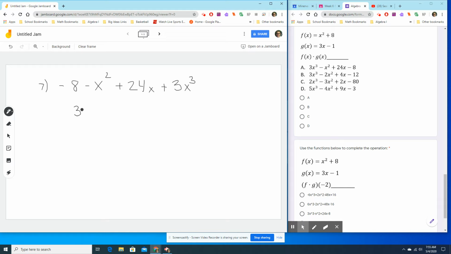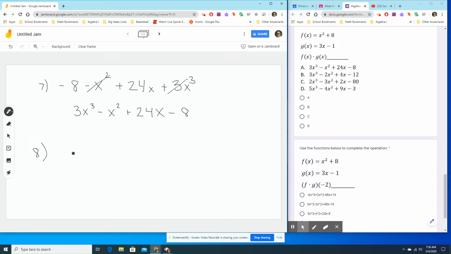So 3x cubed minus x squared. Just reorganizing this thing. We didn't have to combine anything. And minus 8. Okay. Oh, I'm so annoyed at that bump. So what we got there? A. All right, A.